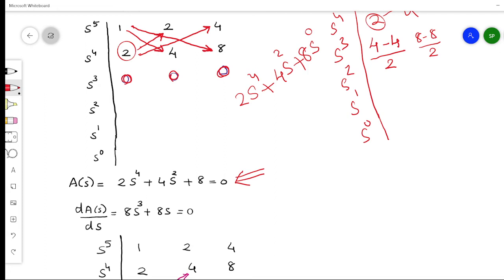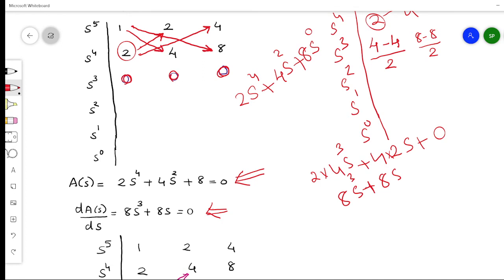And once you get this auxiliary equation, you take the derivative of it with respect to s. The auxiliary equation is already in terms of s, so we can take the derivative, that is dA by ds. The derivative of 2s raised to 4 is 2 into 4s cube, plus 4 into the derivative of s square, which is 2s, into 2s, plus the derivative of 8, which is 0. So we get 8s cube plus 8s as the derivative, that is dA by ds.